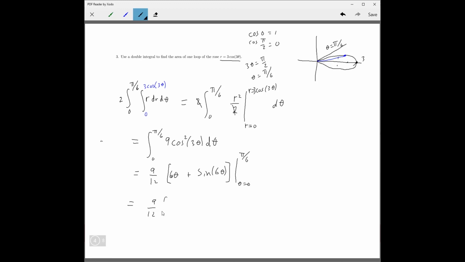So you get basically 9/12 times 6 times pi over 6, plus 0 minus 0 plus 0. So that's 9 over 4, I guess I should have reduced that to 3 over 4. Okay, so 3 pi over 4. Yeah, that works.